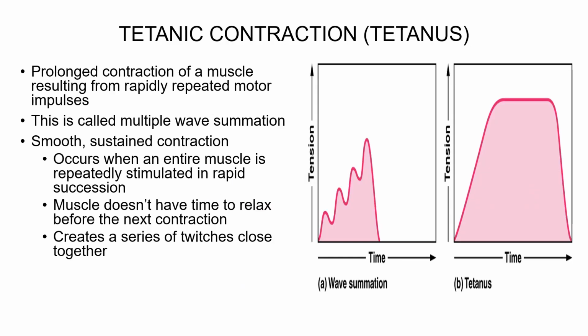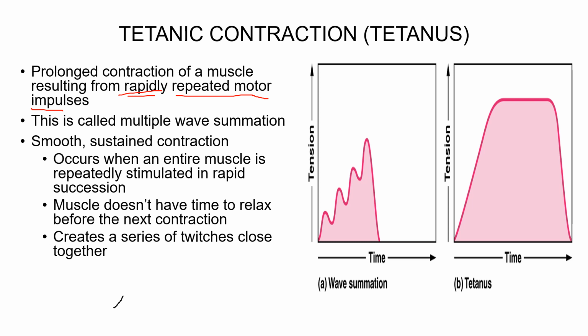And one more type of contraction is called tetanic contraction, also just known as tetanus or tetany. And this is a contraction where you're not giving the muscle enough time to relax. So it's a prolonged contraction, and you're continually shocking it with that electricity. You're constantly sending those nerve impulses to the muscle very, very rapidly to the point where we do not have time to rest.